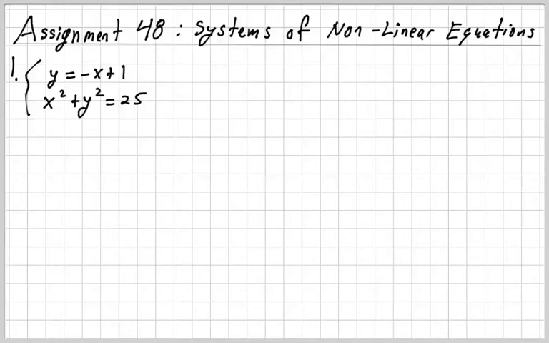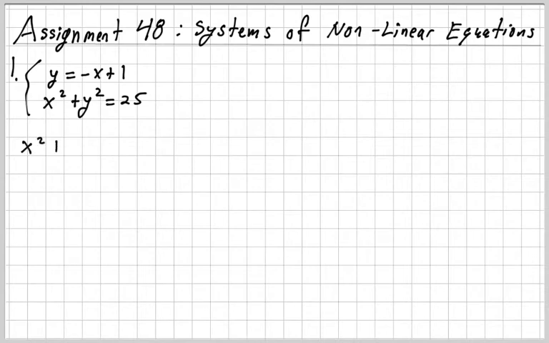Alright, this is the sixth and final video for assignment number 48, which is solving systems of linear and nonlinear equations. So here we're going to look at a system of nonlinear equations. We have a line, y equals negative x plus 1, and we also have a circle, x squared plus y squared equals 25. That's a circle of radius 5 centered at the origin. Notice how the first equation is solved for y, so we're going to use the substitution method.